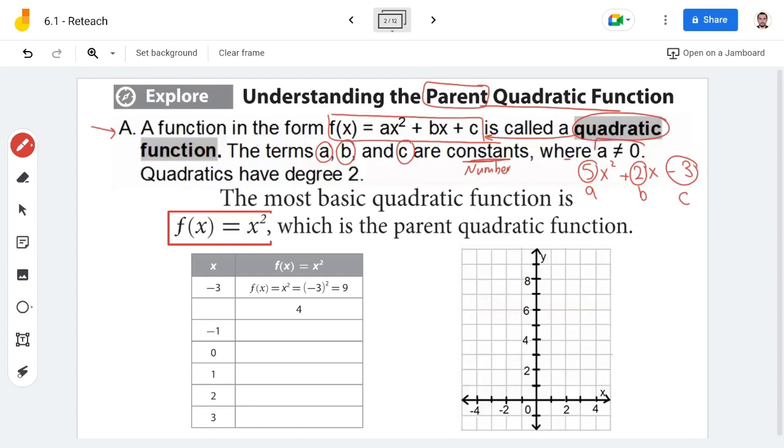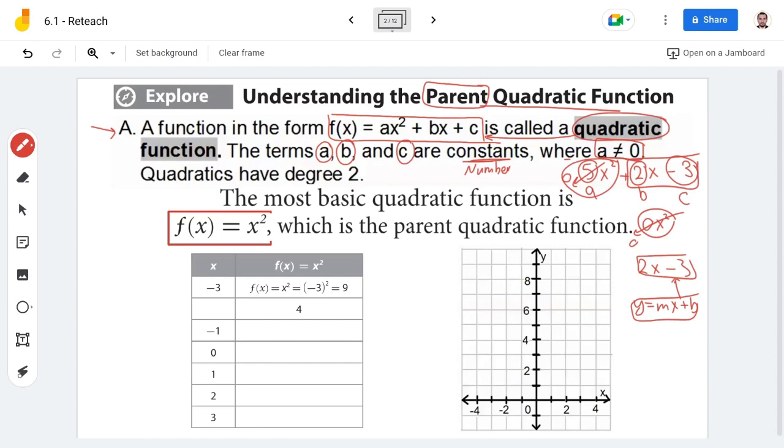And a is not equal to 0, because if we replace the 5 here with 0, it will be 0x squared. So 0x squared equals what? Equals 0, right? That means my function is 2x minus 3. Is this a quadratic function? No, this is a linear equation, because this one is y equals mx plus b. So that's why a cannot equal 0, because if a equals 0, that term will equal 0, and only the linear function remains. That's why it's not equal to 0.